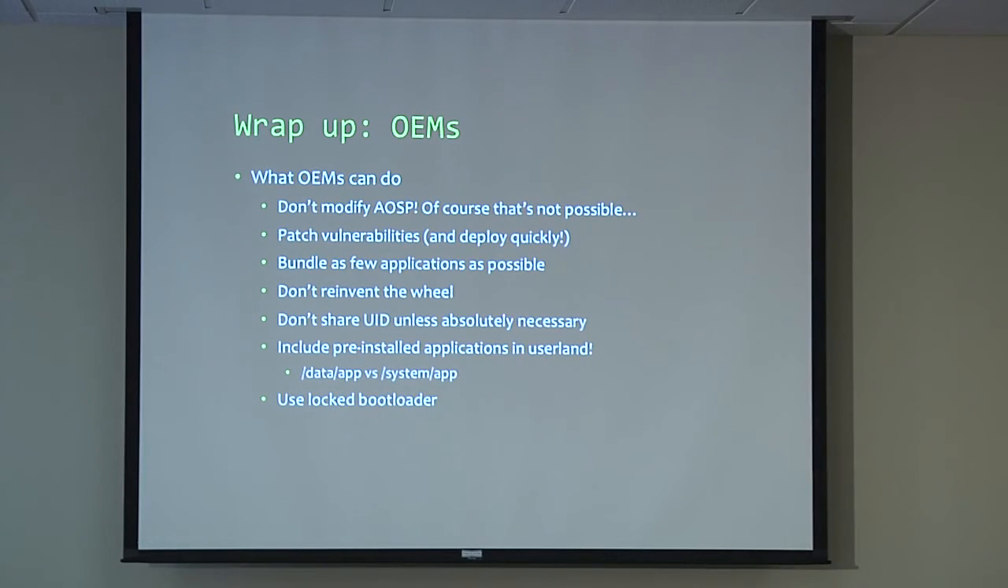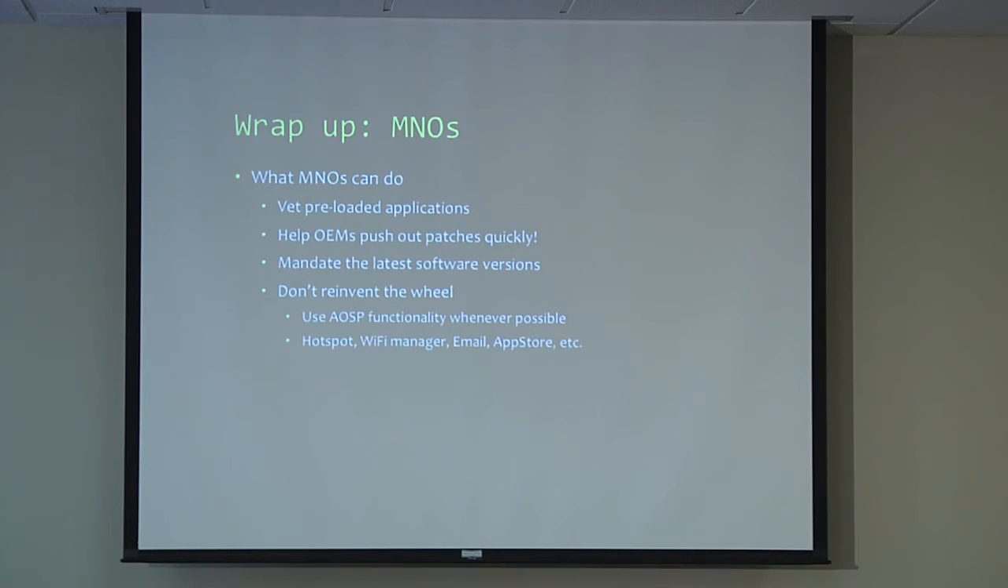What can OEMs do? Don't modify AOSP. Duh, that's not going to happen. Patch vulnerabilities and deploy quickly. Don't bundle a ton of applications. Put them in data app instead of system app so the users can remove them if they don't want Roller Coaster Tycoon. And use select bootloader. MNOs can vet the preloaded applications. They can help the OEMs quickly push a patch, right? Anyway, don't reinvent the wheel.